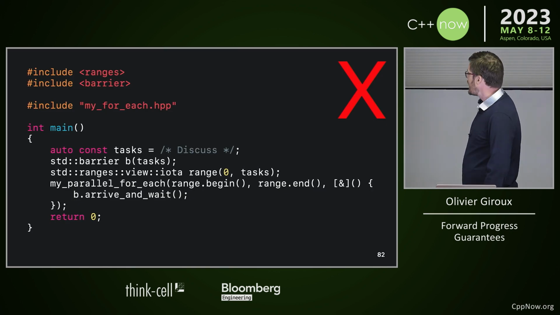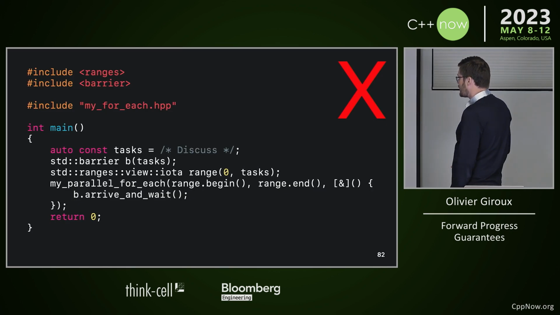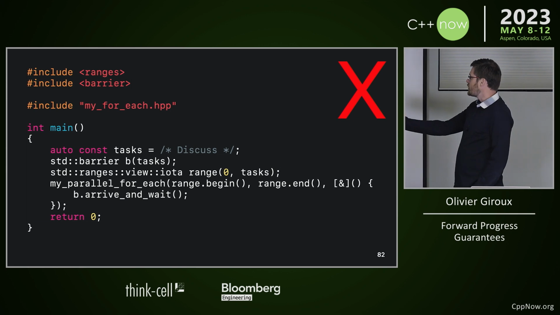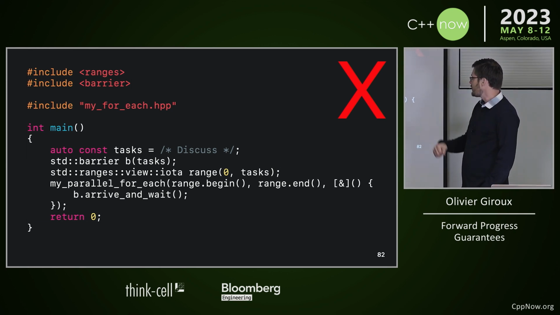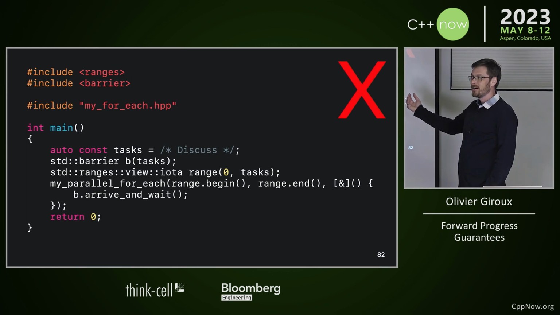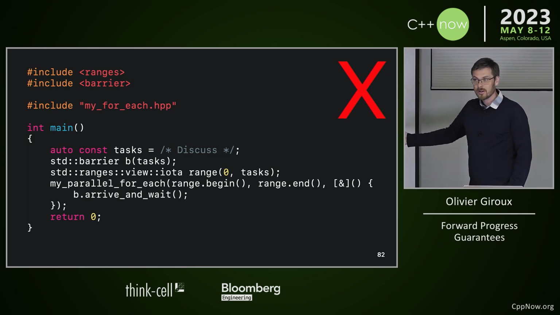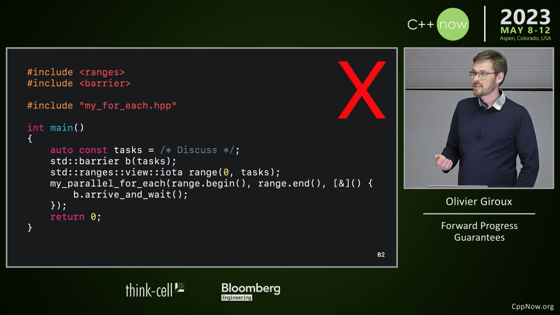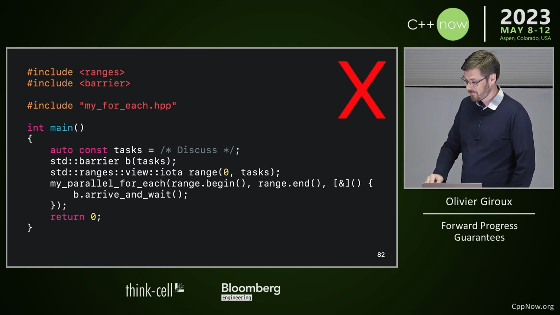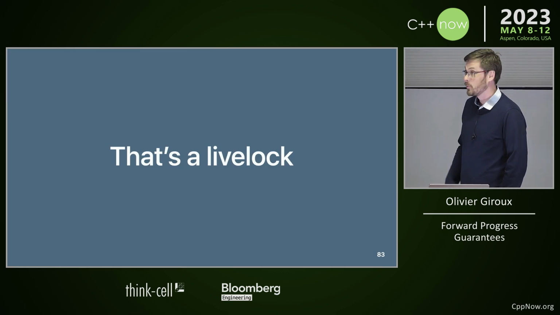And now we can test again whether we have a live lock or a deadlock. Here I use my parallel for each. I'm using now something that looks like C++17, just respelled, a little bit uglier. I pass it an iota range, and I call arrive and wait. Does that work? Well, that does not work because we've exceeded the guarantees of the scheduler now. That's a live lock.